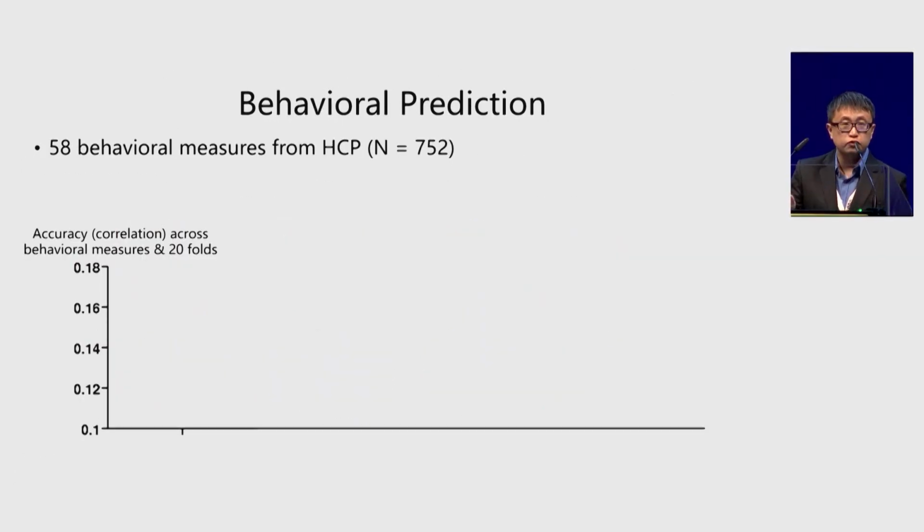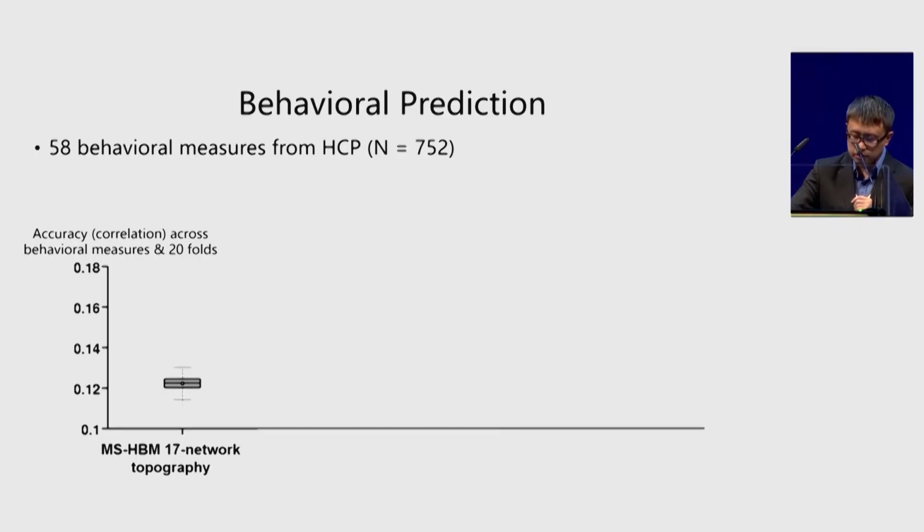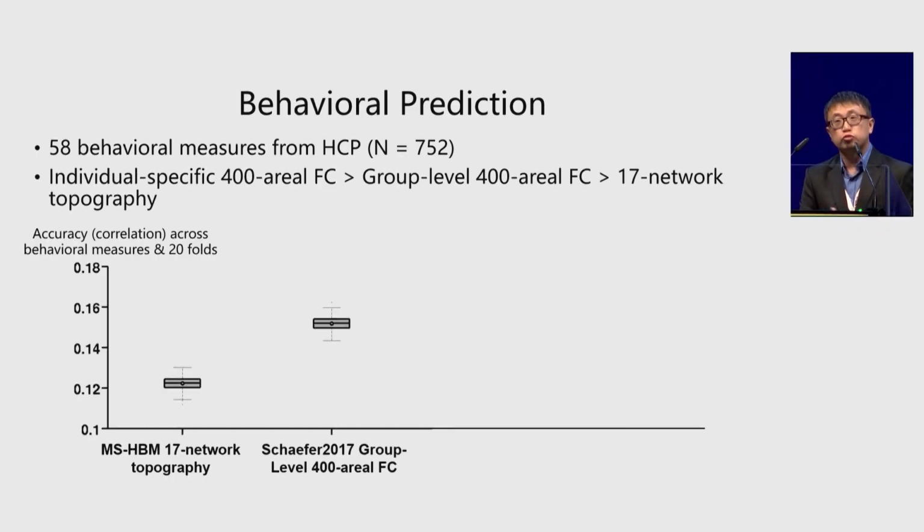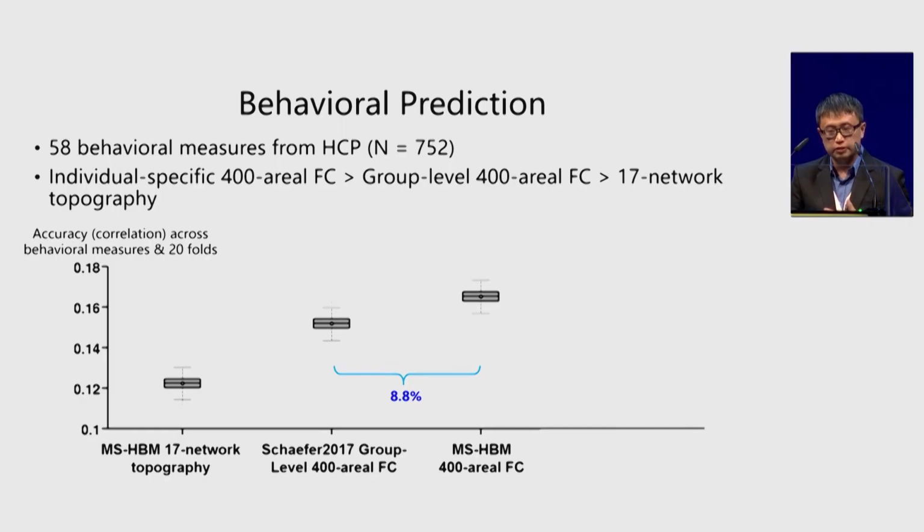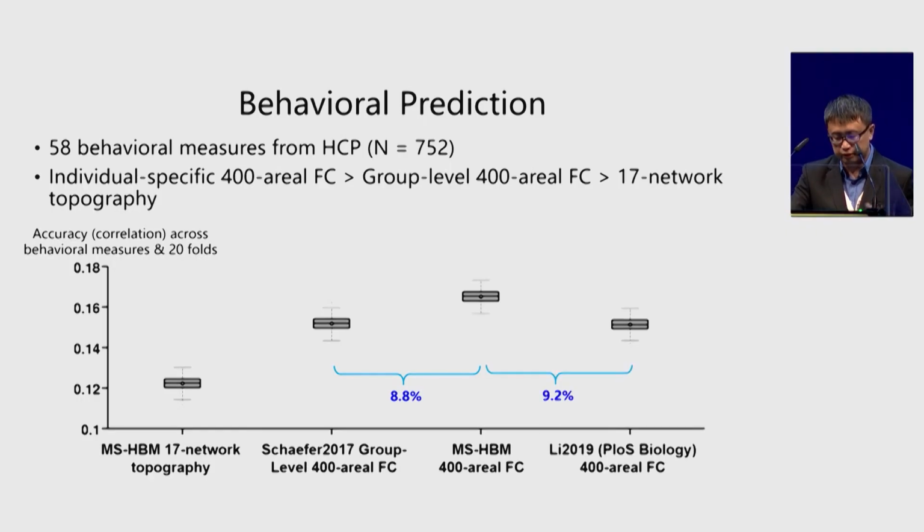So we're going to use, again, 58 behavioral measures from HCP. This is using the network topography I've shown you previously. The numbers are slightly different because now we're using S1200 rather than S900. If we use the Schaefer group level parcellation for prediction, the accuracy is actually better. The way we do the prediction is that we compute 400 by 400 functional connectivity matrices, and then use that for prediction using kernel regression. If we use an individual specific areal parcellation, we get some improvement. And our approach also shows better behavioral prediction than, for example, a recent paper on individual specific parcellation.